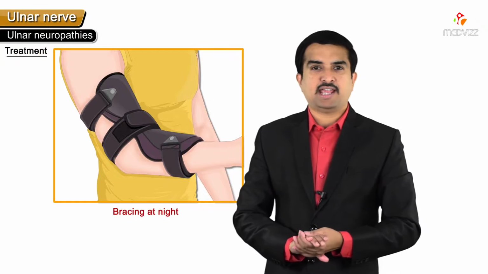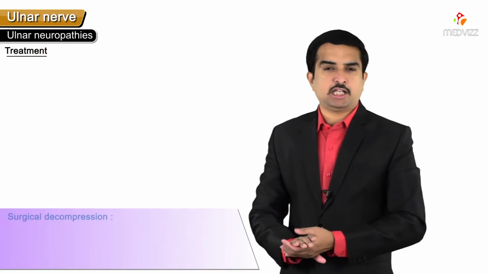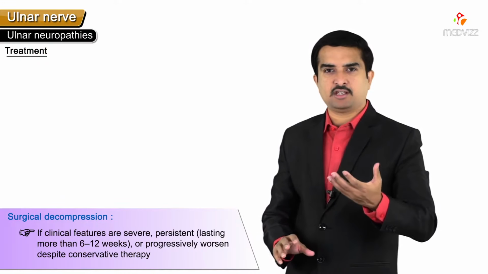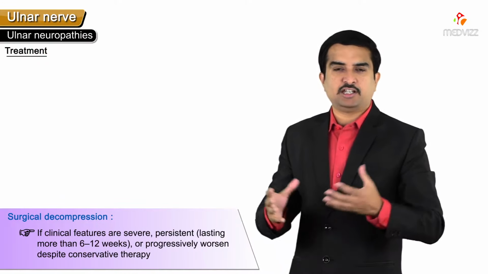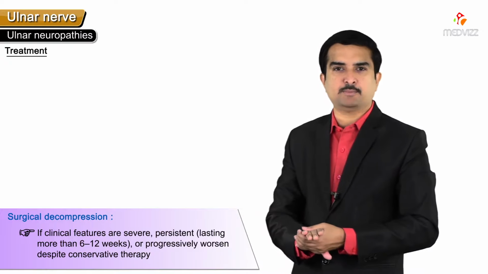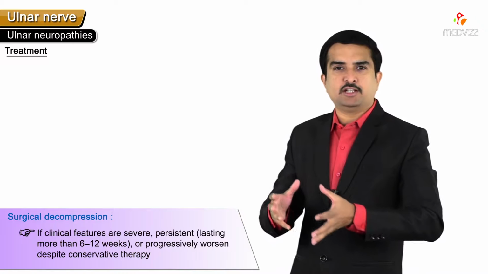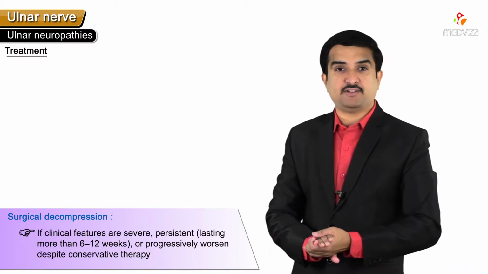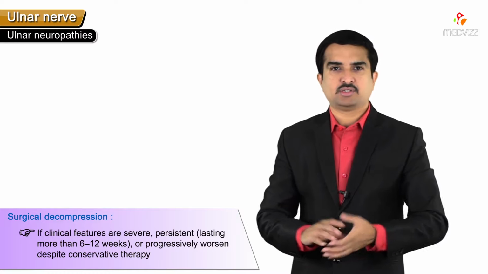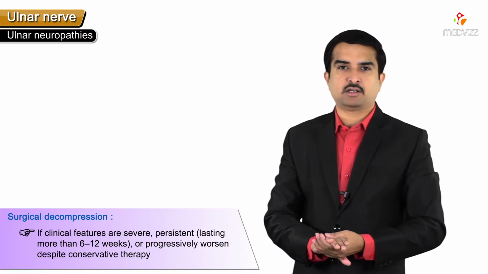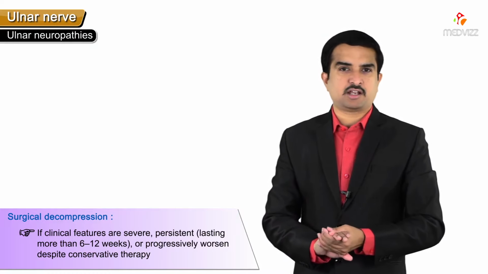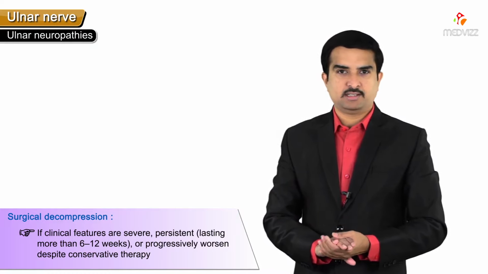Bracing at night. Surgical decompression can be done if clinical features are severe or persistent, that is, lasting more than 6 to 12 weeks, or if they progressively worsen despite conservative therapy; then we go for surgical decompression. So this is about the treatment of ulnar neuropathy. By this we completed the detailed anatomy of the ulnar nerve along with its clinical applications.